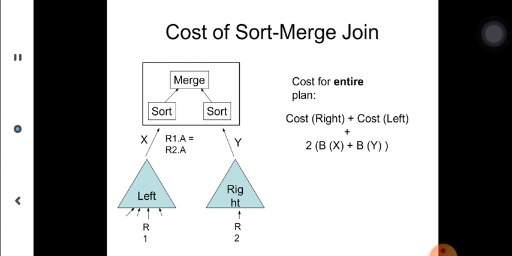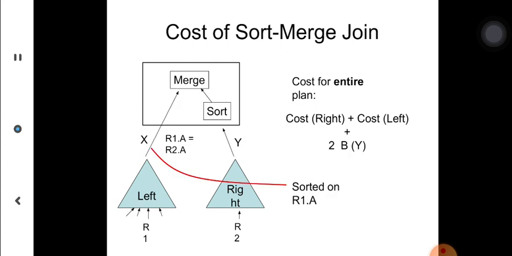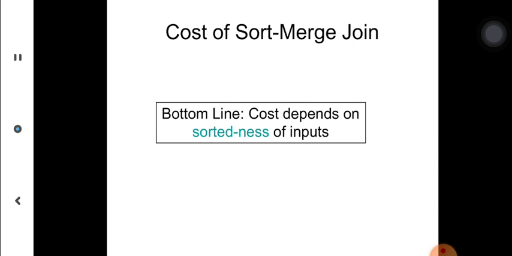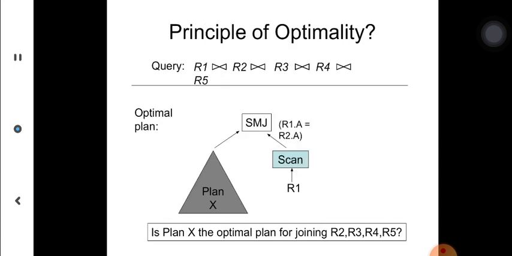So what happens, the cost for the entire plan is of course the cost of right and the cost of left, plus a multiplication of the blocks X and Y, because there are two relation operations. So ultimately sorted on that, and there is another sort here, and ultimately that's the cost plan. So the bottom line is the cost depends on sortedness of inputs, because if sorting is needed it takes additional time. So the principle of optimality works like this, and you try to find out how you can minimize cost.